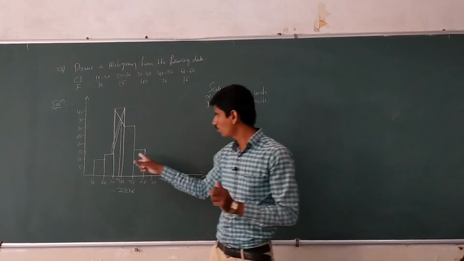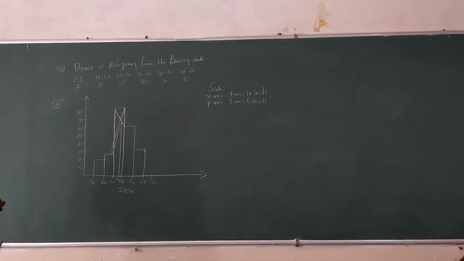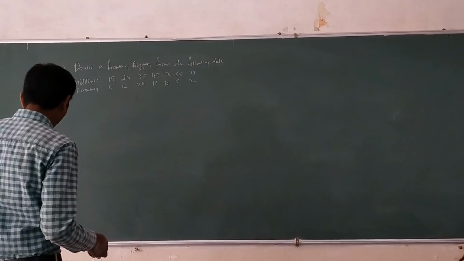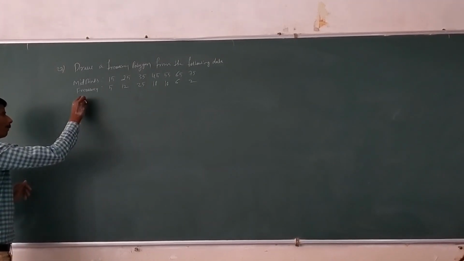Okay, this is the mode. Okay, got it. Next problem. Here in the 27th problem they are given: draw a frequency polygon from the following data.